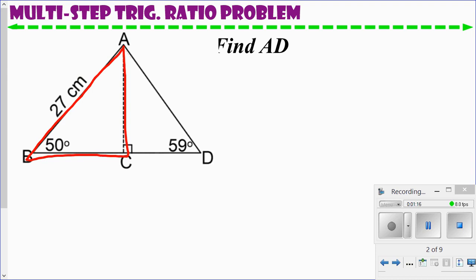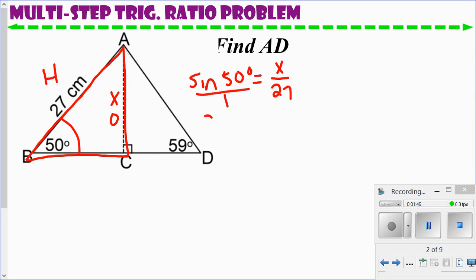So I'm looking for, we'll just call this X, segment AC's length, and I know if I'm using 50 degrees as the reference angle, I know that 27 is the hypotenuse and X is the opposite. So I'm going to be using the sine ratio, because sine is opposite divided by hypotenuse. So sine of 50 degrees is equal to opposite, which is X, divided by hypotenuse, which is 27. So I know to cross multiply that, 27 times the sine of 50 degrees is equal to X.